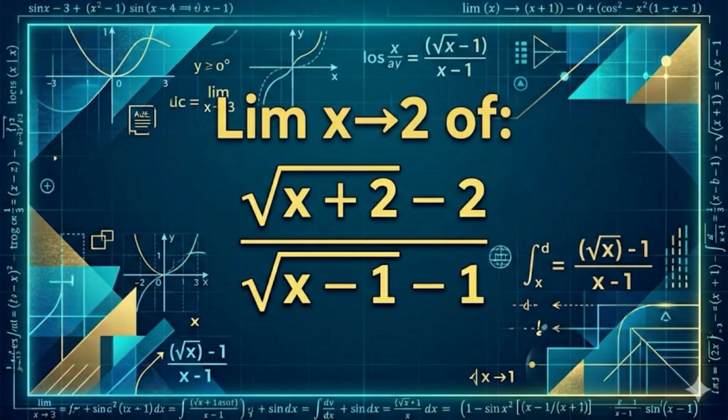The exercise is the limit as x approaches 2 of the square root of x plus 2 minus 2, divided by the square root of x minus 1 minus 1. The first step is to replace x with 2 and see what happens.